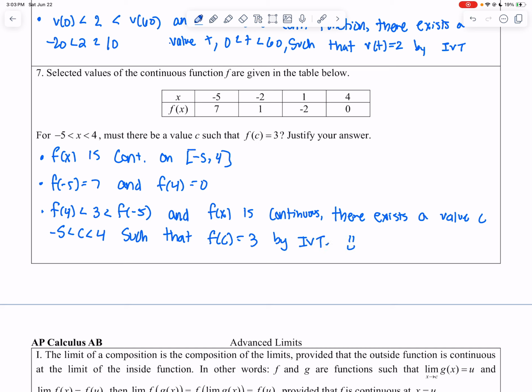Yay. All right, in our next video, we'll talk about advanced limits, and then we'll talk about vertical and horizontal asymptotes.